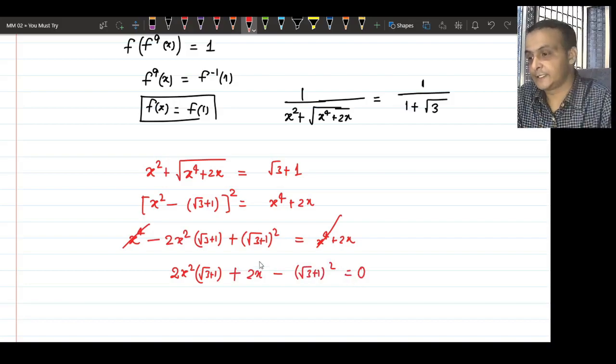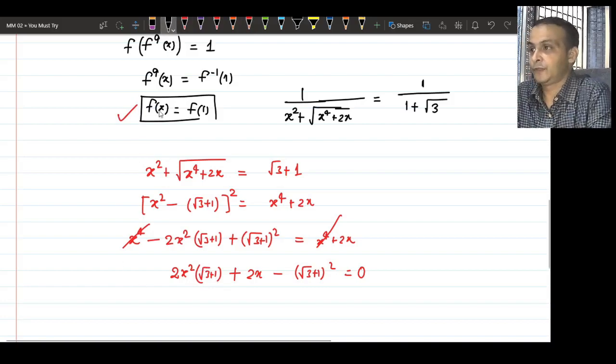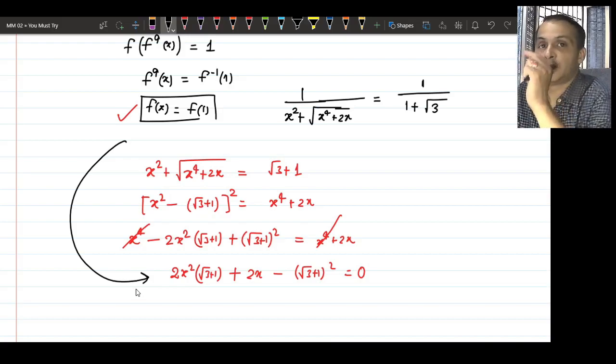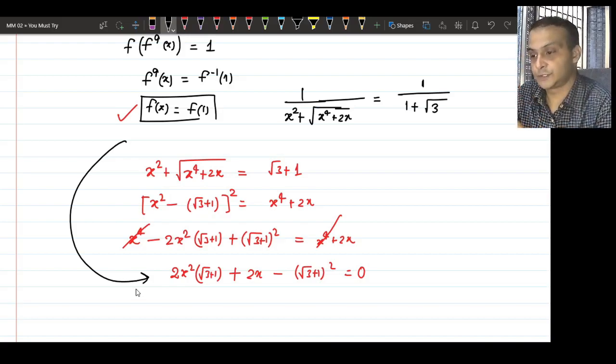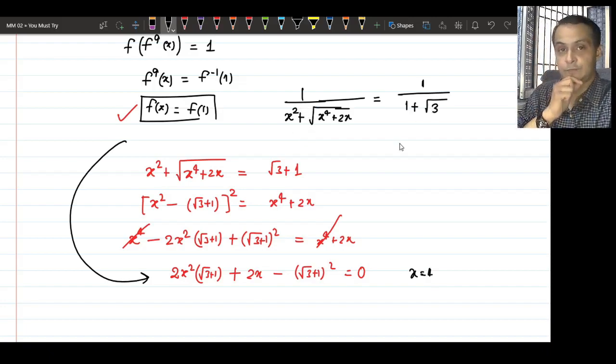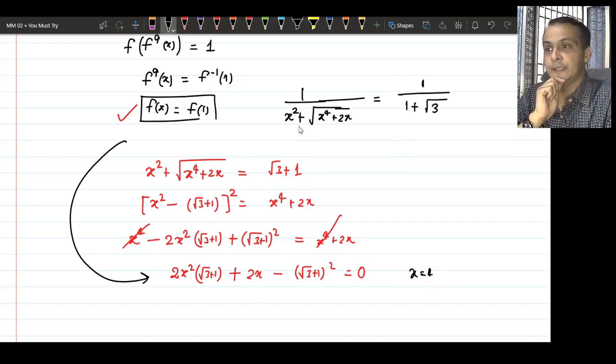Now you notice this is a quadratic equation. It means we are solving this quadratic equation, correct? And it is asking for the sum of all the roots this can possess. Now you notice x equals 1 is already satisfied by it. Why so? Because if we have already started with f(x) equal to f(1), it means x equals 1 must satisfy. You can also check it like that.